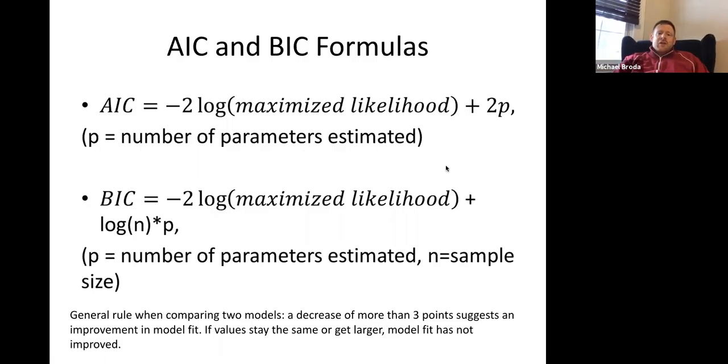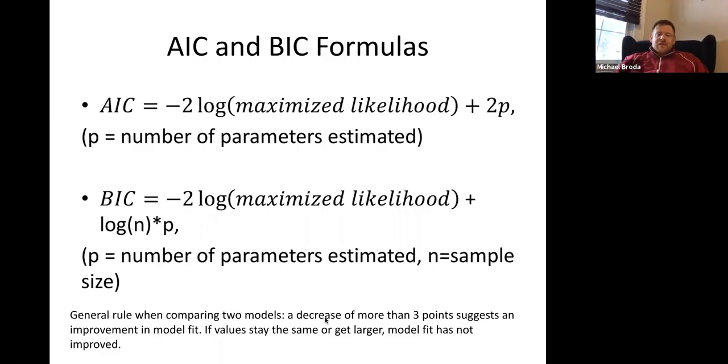So another way to think about this is no matter how many people are in your sample, AIC does not impose a penalty or a benefit, right? It's always 2 times the number of predictors. Whereas BIC's penalty is going to change a little bit depending on how many people you have in your sample. But again, lower is better.